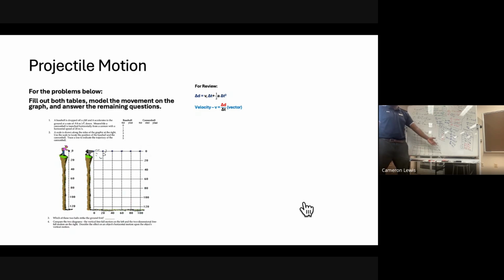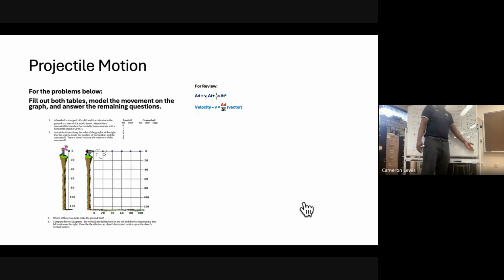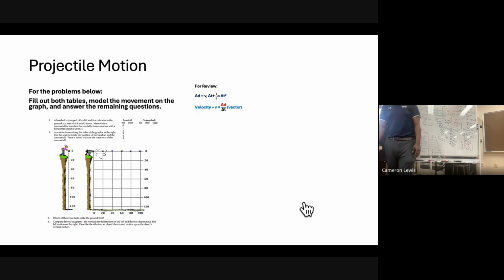5 seconds, it traveled 123 meters. It means it will hit the ground after 5 seconds. Now let's look at the cannonball. We need to figure out when it travels 123 meters, that's when it's going to hit the ground. When does it hit the ground? Based off of this, 5 seconds. Are those times different? No. So typically, without air resistance, they hit the ground at the same time. Does that make sense?